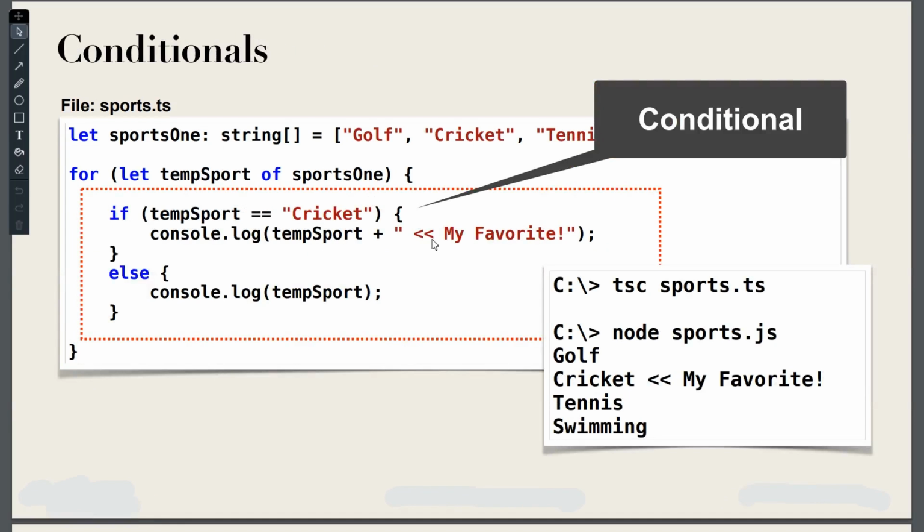Second, inside the for each loop we can get a statement or condition. Then we check the temp sport: if our temp sport is cricket, then print that it is my favorite, cricket. This is the condition, guys.